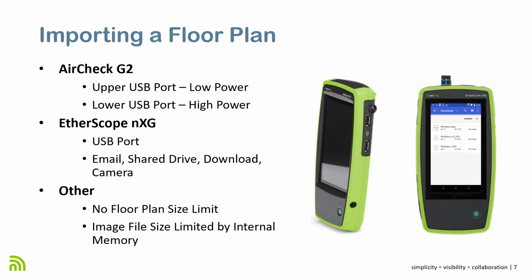It's a little different with the EtherScope. On the EtherScope, the USB-A port is available at the top of the unit. It's high power, so you shouldn't need to worry about the differences we saw earlier with the AirCheck. Like I mentioned earlier, the USB port is not the only option you have on the EtherScope. The EtherScope, being more of a smart tester, allows you to, for example, email a floor plan to yourself. You could use a company shared drive to pull the floor plan into the unit. You can just download it from the internet.